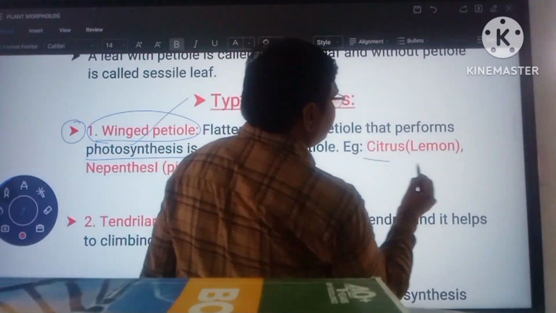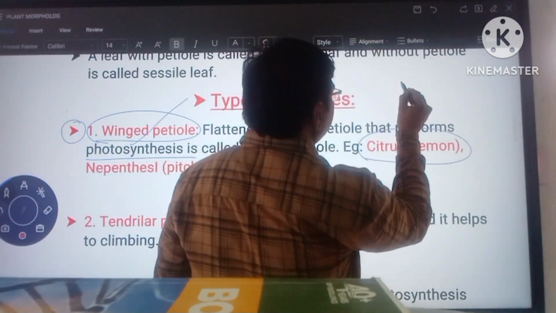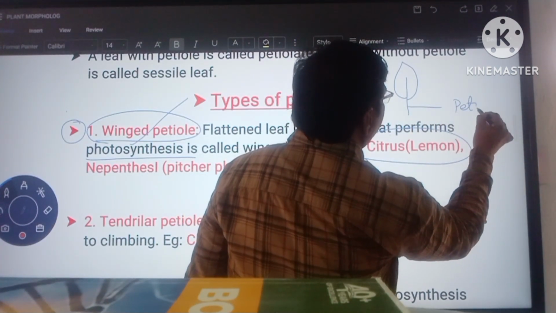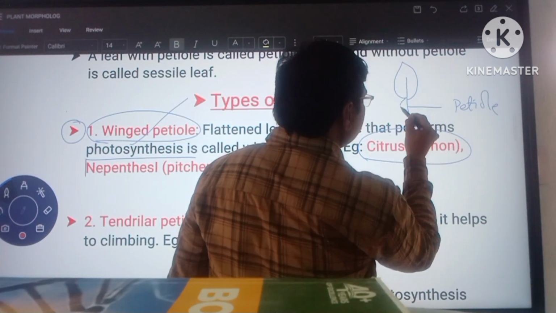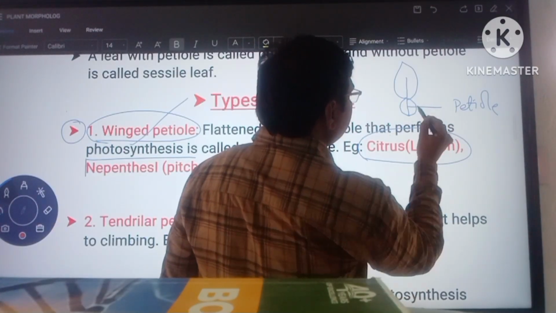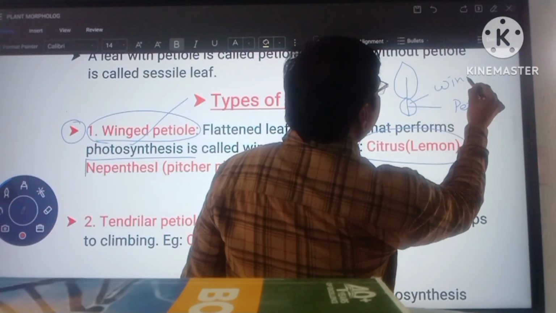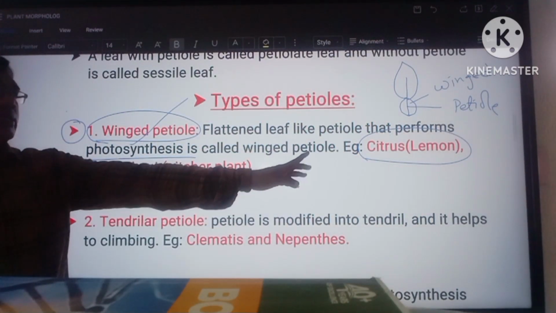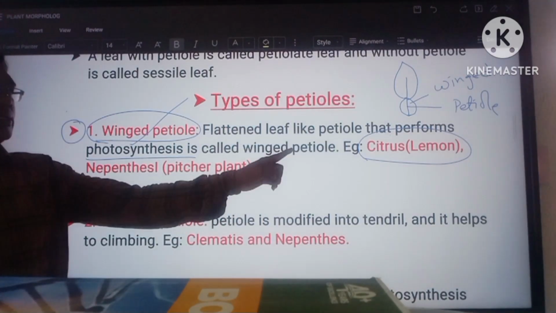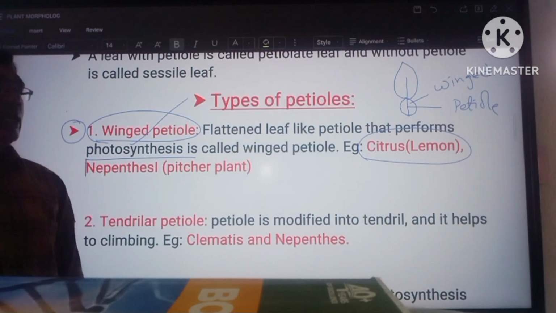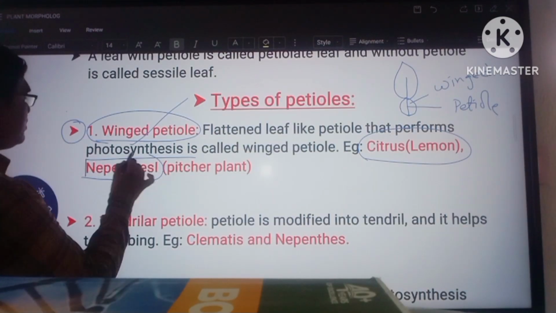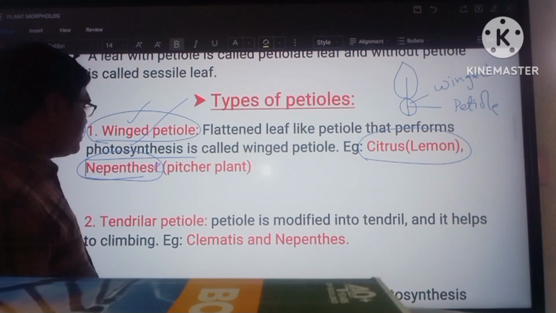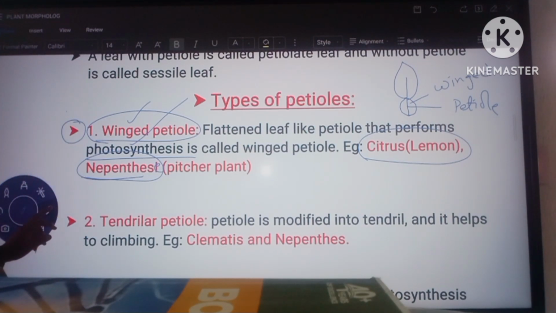What is an example of a winged petiole? Citrus. For example, this is a citrus leaf, and this is the petiole. The petiole is covered by a flattened leaf-like structure. This is called a winged petiole. The winged petiole is observed in citrus plants. Citrus is the scientific name of lemon. Nepenthes is also a winged petiole. So this is the first type of petiole.